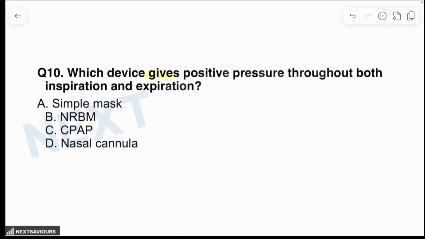Now, which device gives positive pressure throughout both inspiration and expiration? The answer for that question is CPAP. Just now we talked about how CPAP is responsible for providing continuous positive pressure during both inspiration and expiration, thereby improving alveolar recruitment and oxygenation, but no ventilation.